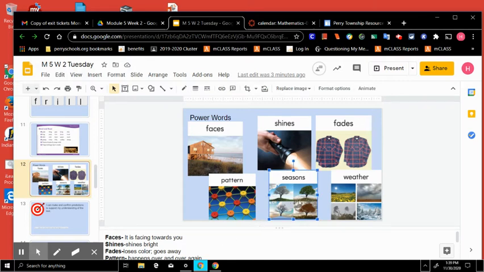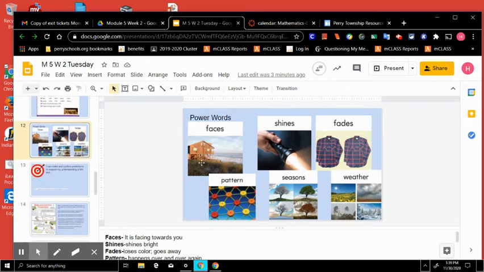And here's seasons. We all learned about seasons in Project Lead the Way. So spring, summer, winter, fall. And then weather is like when it's sunny outside, or when it's rainy, or windy, or stormy, or snowy. That's the weather. Look outside and see if you can tell what the weather is outside.